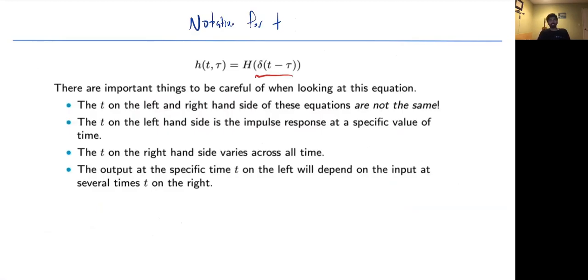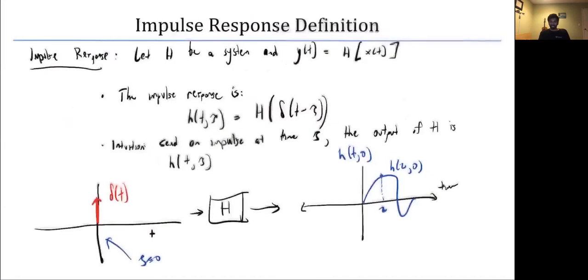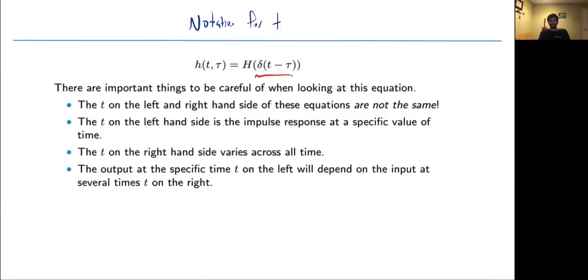So I have delta of t minus tau going into h, and my output of that is lowercase h of some variable t comma tau. So the t on the left-hand and right-hand side of these equations are not identical. The t on the left-hand side is the output's impulse response at a specific time value. The t on the right-hand side actually varies across all time. It's just a property of how we write the Dirac delta function notation. So the output on the left-hand side at one specific timestamp, like h of 2, 0, is going to depend on the input at multiple times t on the right-hand side. I'm going to go through a few examples of this just to make it clear on the next few slides. So for now, please just bear with me.